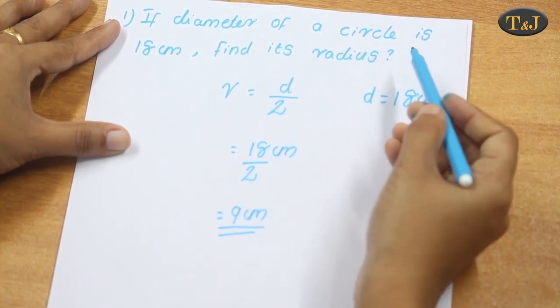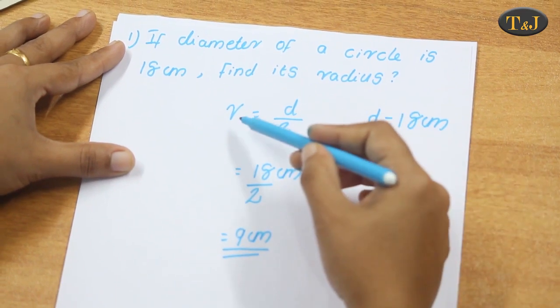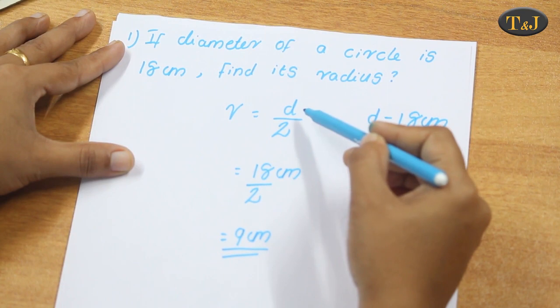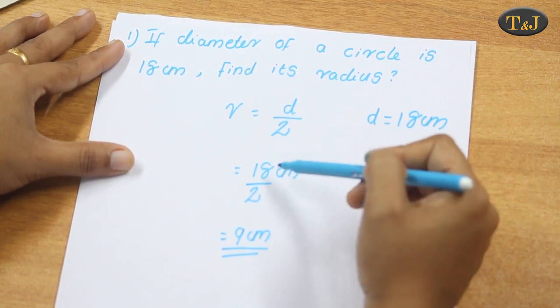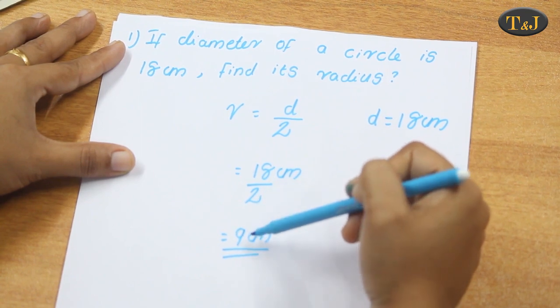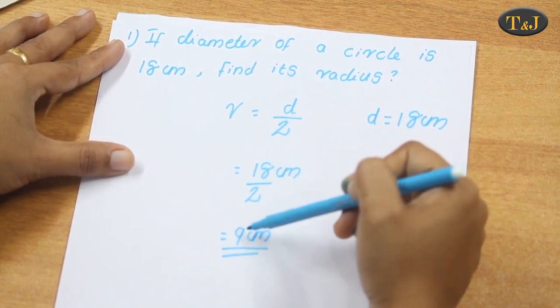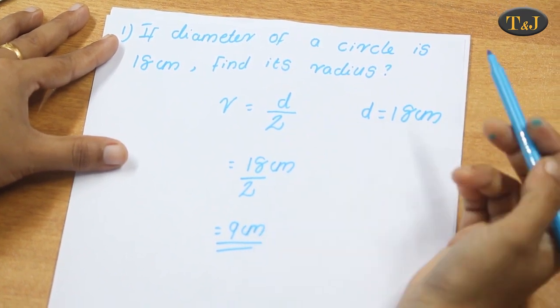Okay, then the diameter of a circle is given as 18 centimeter. We want to find out its radius. Then radius equals diameter by 2. In the place of diameter, we substitute the value of 18 centimeter. So 18 by 2 equals 9 centimeter. In 2's table, we get the answer 18 as 9 times. So we get the answer as 9 centimeter.